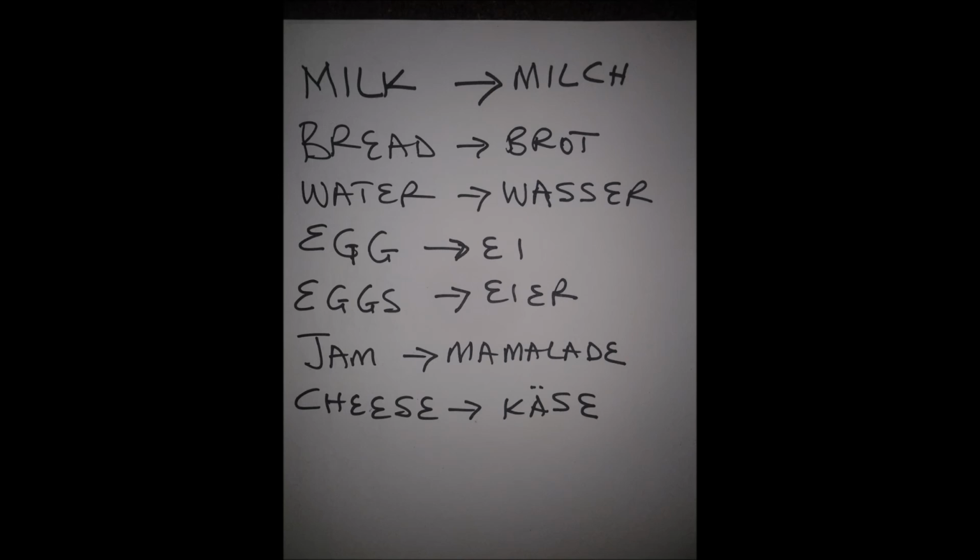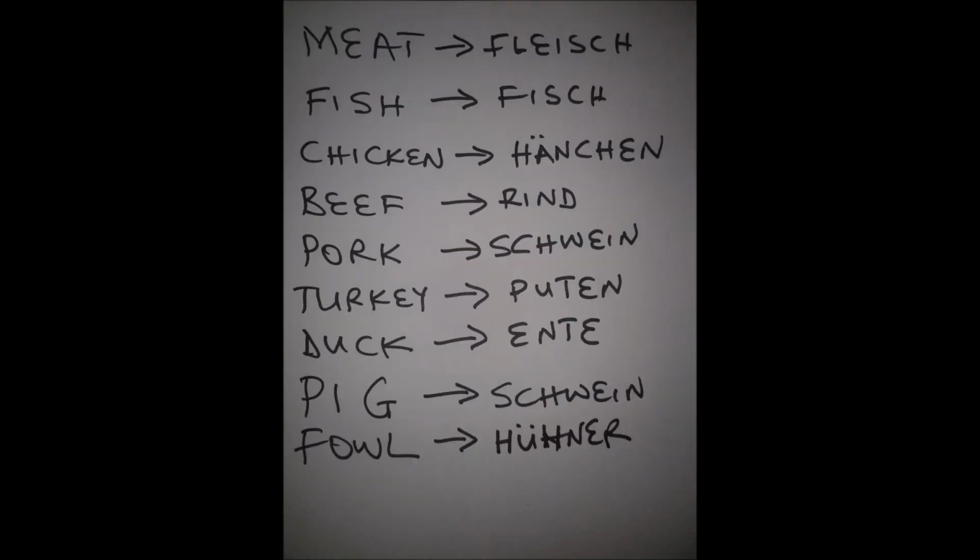So let's talk more about the kitchen. Meat. Meat is Fleisch. That is the spelling, Fleisch. Fish is Fisch. Chicken. Chicken is Hähnchen. Soup. I didn't write it here. Soup is Suppe.